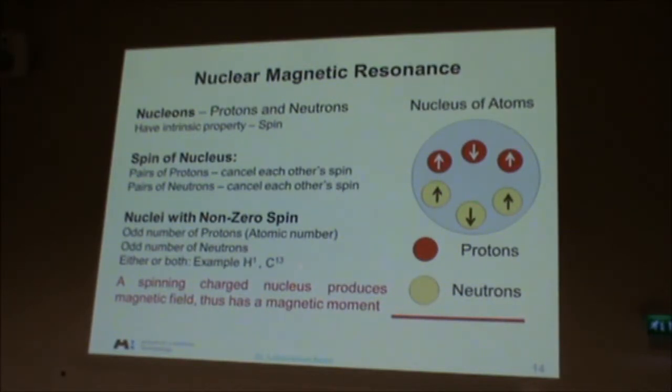Some of the most useful nuclei are H1, which is a proton, and C13. If I'm right, in your NMR course you're going to have 3 extensive lectures on NMR, and I think they will deal extensively with proton and probably also C13.